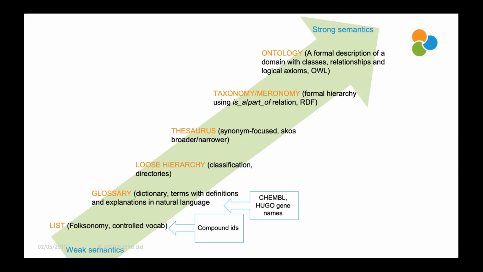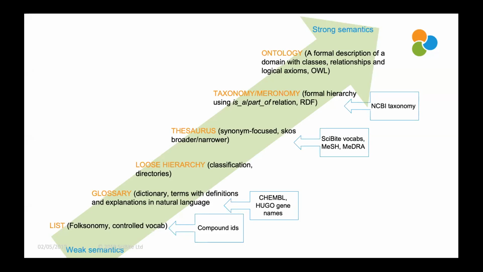And then we move up through loose hierarchies, loose classifications, through to thesauri, which are more synonym focused. So they're different words that mean the same thing. But they can also have a hierarchy associated with them, not a very formal hierarchy. We talk about the SKOS broader, narrower relationship. So we're not saying that something has a very specific relationship, but we know that it's broader, or we know that it's narrower. So we can have this kind of loose hierarchy associated with it. Some examples of those would be SciBite vocabs, MeSH, and MedDRA.